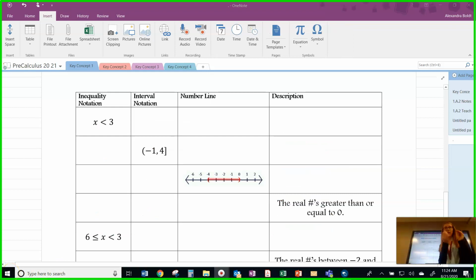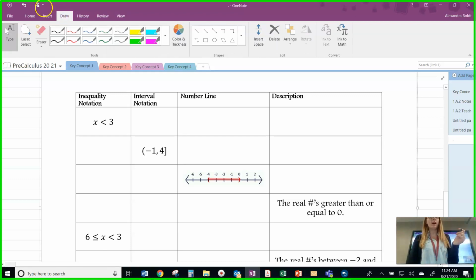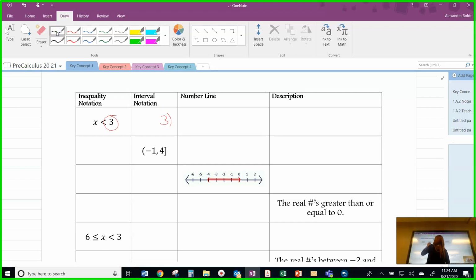Now this chart is to see how all of these things relate in inequality notation, interval notation, number line, and then we're actually going to write a description as well. Okay? So, as we saw, if x is less than 3, that means my biggest number is 3, right? So in interval notation, that's my biggest number, and then it's strictly less than. So then, since things are smaller than it and it has no other type of number, it's negative infinity to 3.